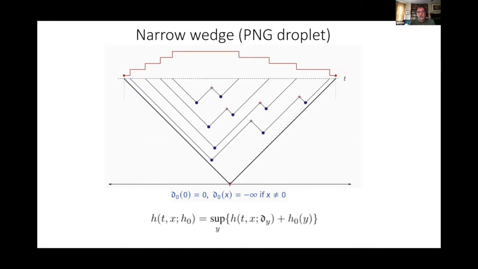A very special case is this narrow wedge initial condition, which is basically the case that has been studied before. It's also true that the flat case has been studied before. So those are the two cases known. This narrow wedge is very, very important in the history of KPZ.